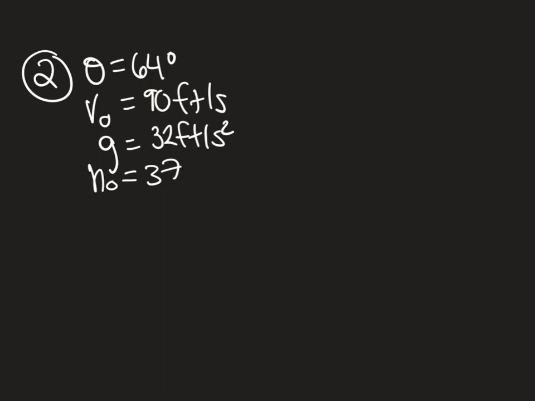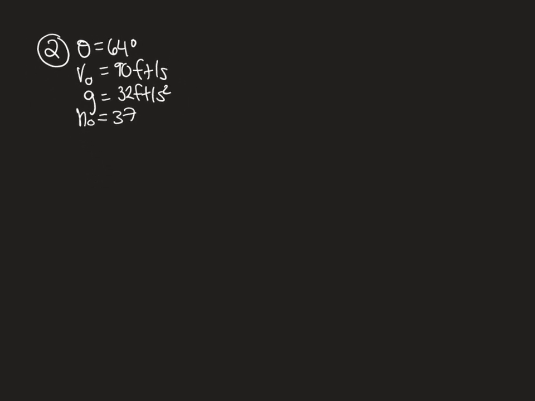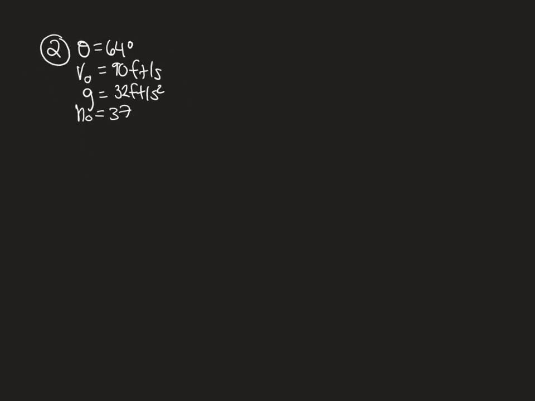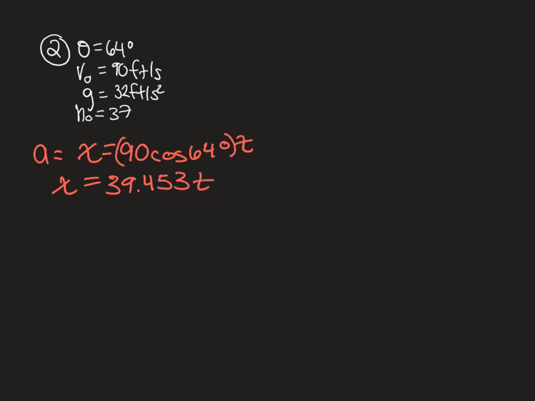So letter A is going to be x equals 90 cosine 64 degrees times time. On this one, you're going to have to use your calculator. Please, I have told you this many times, pay attention to degrees and radians. Either put your calculator in degrees, or I'm going to type the degree symbol on mine. So 90 times cosine 64, and I'm going to insert my degree symbol. So my x equation is going to be approximately 39.453 t.